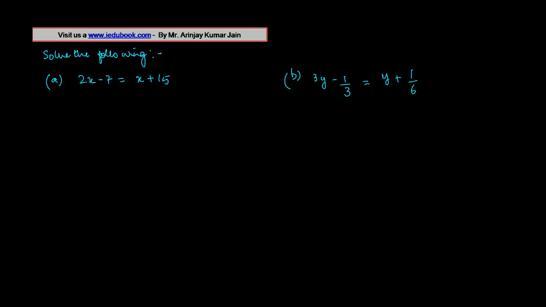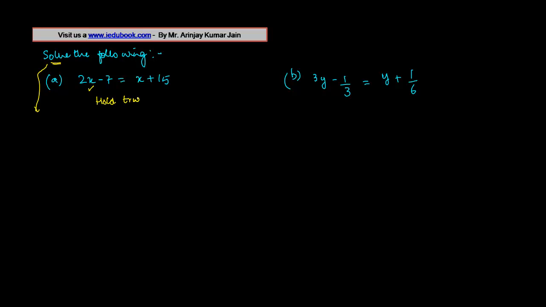Now let us look at solving some of the linear equations. The first one which is given to us is 2x minus 7 is equal to x plus 15, and we are asked to solve the following. What I mean by solve the following is we have to find out the value of this variable x for which the equation will hold true.